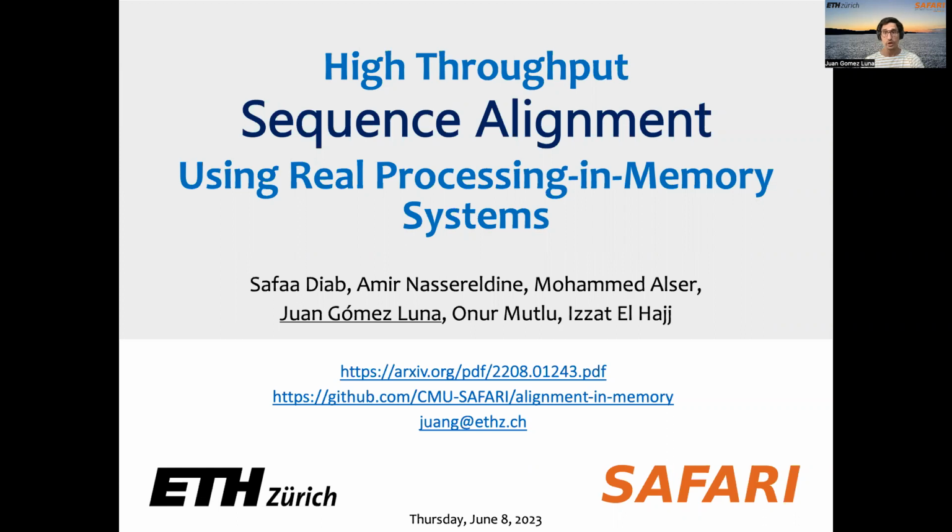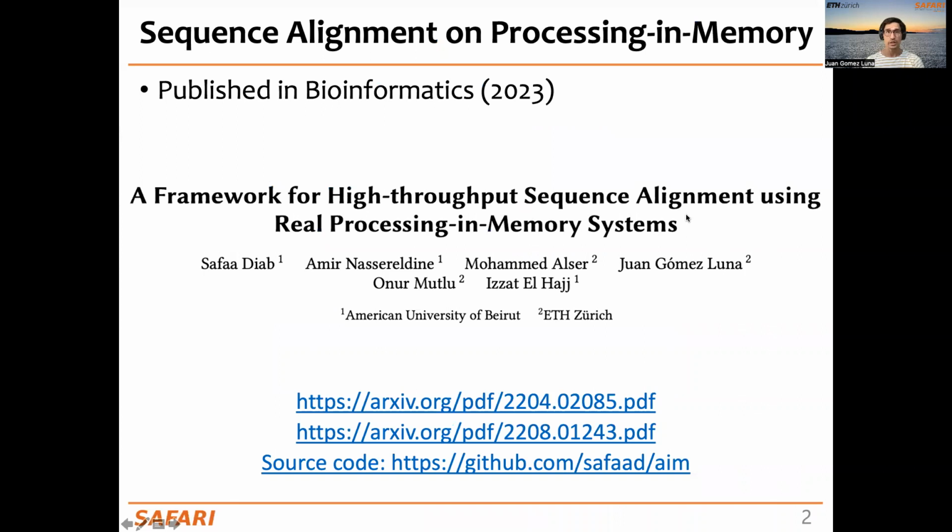Today, we continue talking about the use case of a real processing in memory system, and we are going to focus on bioinformatics applications and in particular on genome sequence alignment. This work has been recently published at the Bioinformatics Journal with the title A Framework for High-Throughput Sequence Alignment Using Real Processing in Memory Systems.